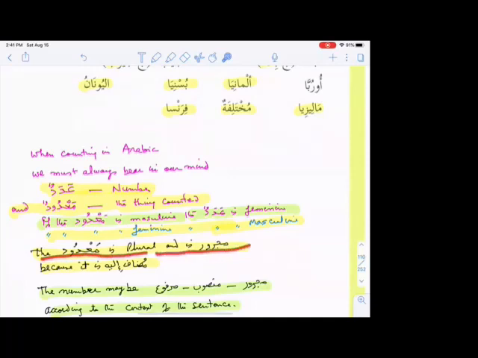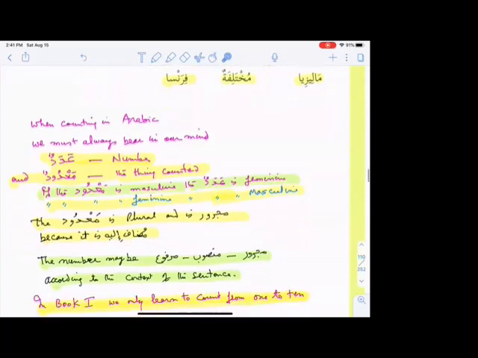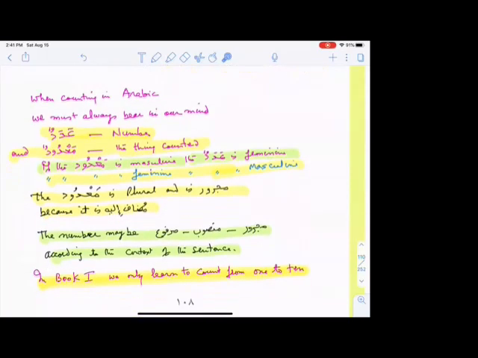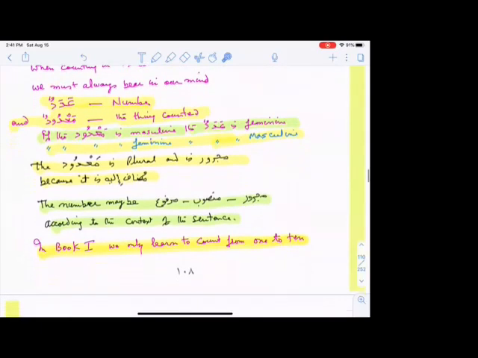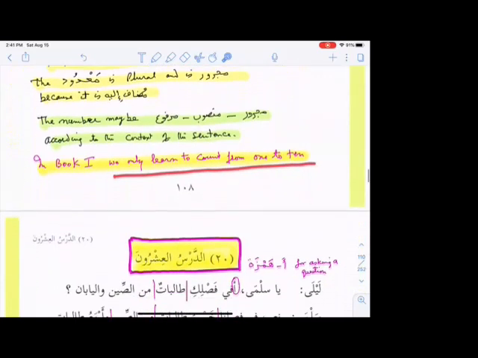And it is majroor. What is the reason for its being majroor? Because it is mudaf ilayhi, and we are now familiar with mudaf ilayhi. The number can be majroor, mansoob, or marfu, according to the context of the sentence. In book 1, we learn to count from 1 to 10, my brothers and sisters.